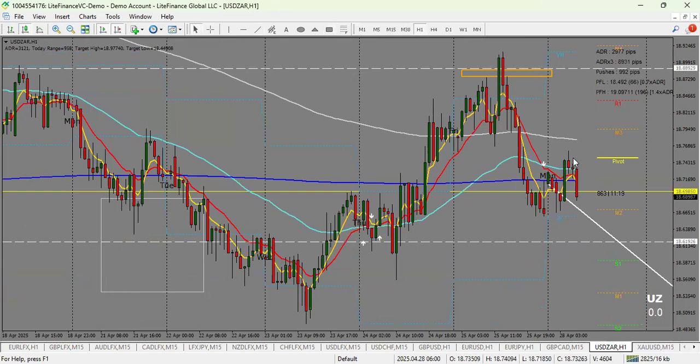So the first, the second, and the third. So that's what we should be expecting. If price comes to this point, it would be a good area for us to take our sells.